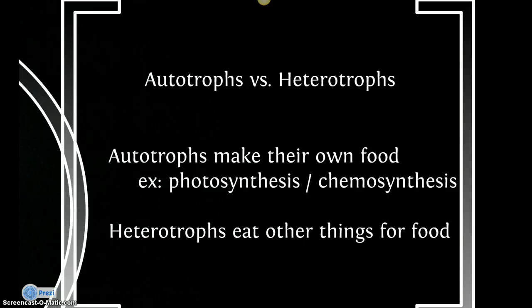And chemosynthesizers take chemicals from the environment and turn those into usable energy. Heterotrophs will eat other things for food. Some examples are predator-prey examples, or maybe a parasite to a host, things like that.